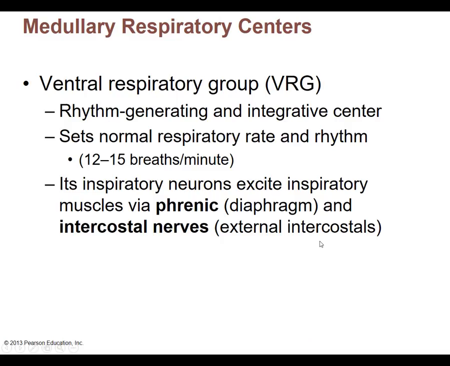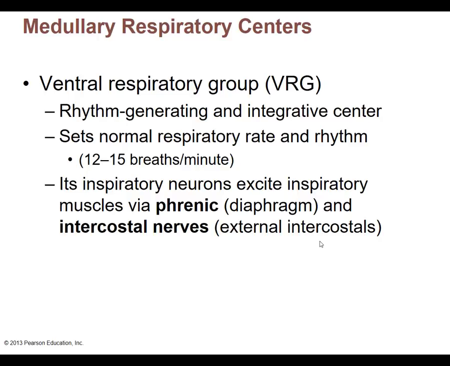The ventral respiratory group, the one in the front, is the rhythm generating and integrative center. It's kind of like the boss between the two. It sets our normal respiration rate and rhythm, meaning we take consistent breaths at approximately 12 to 15 breaths per minute. The way it does it is that the neurons excite our inspiratory muscles, our diaphragm and external intercostals, telling them to contract so that we increase the volume, decrease pressure, and air goes in.